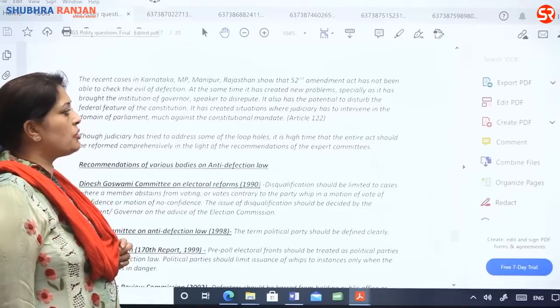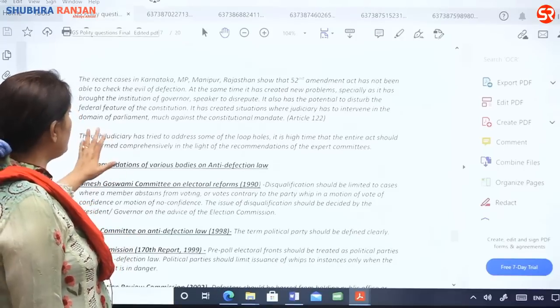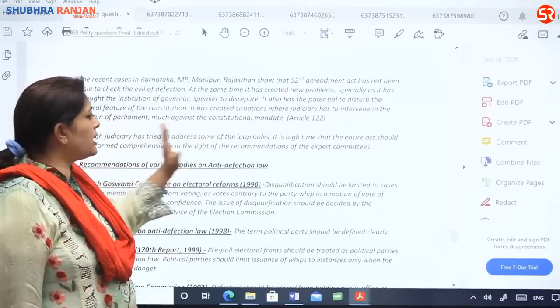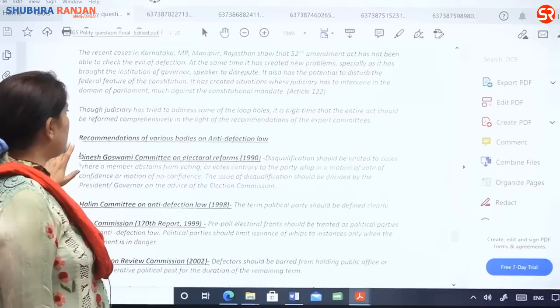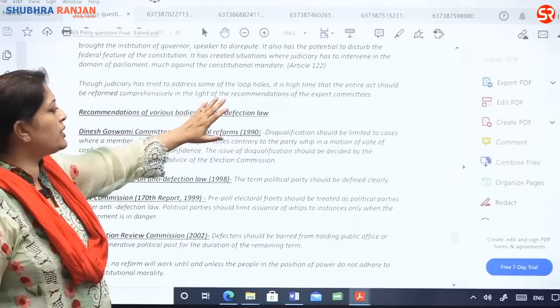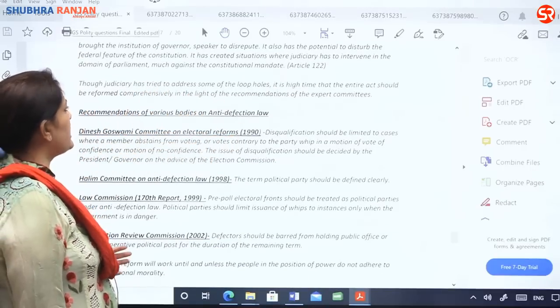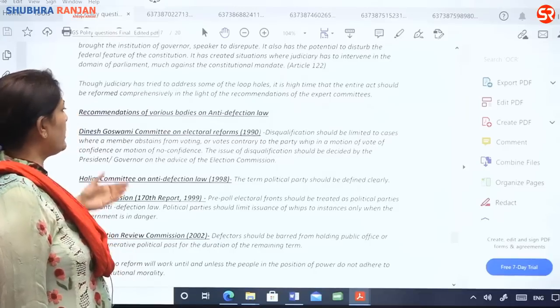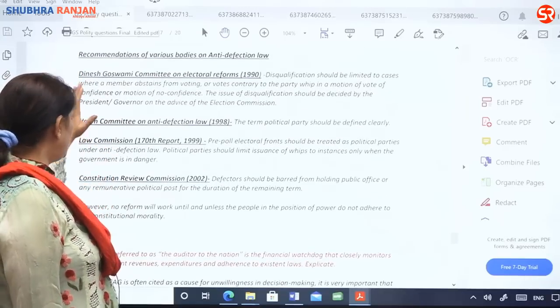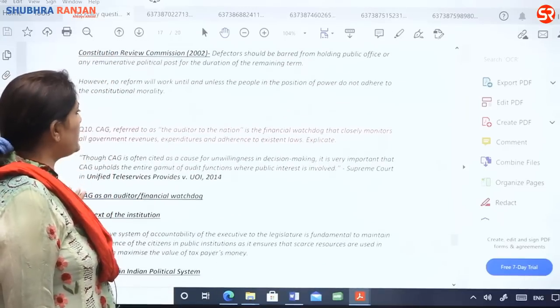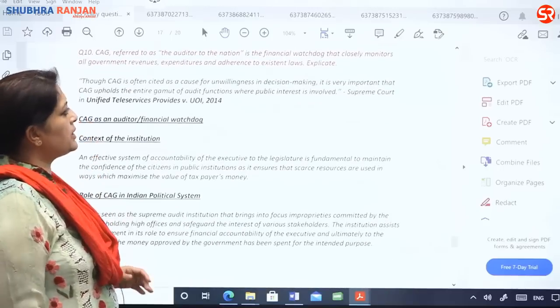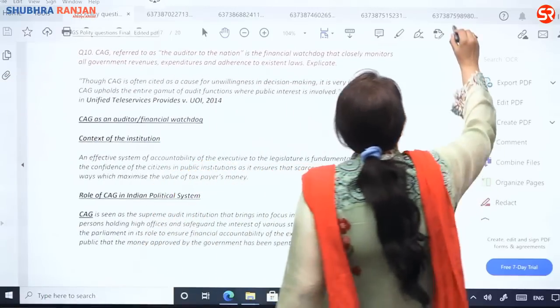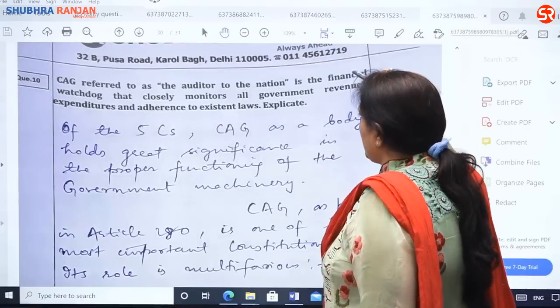It has created situations where the judiciary has to intervene in the domain of parliament against the constitutional mandate. So though the judiciary has tried to address some of the loopholes, it is high time the entire act should be reformed comprehensively in light of the recommendations. So these are the expert committee recommendations. Now the last question and the last copy for today.